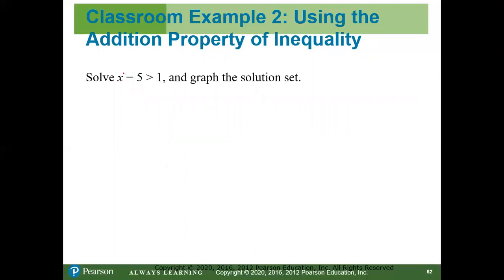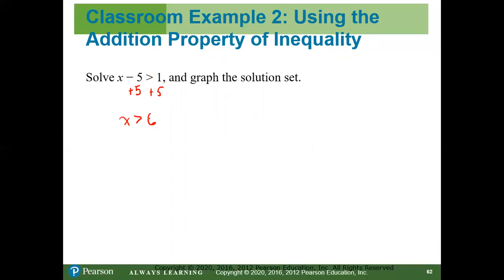So again, we are trying to get x by itself. If this were an equation, what we would do is add 5 to both sides, and we would get x is equal to 6. But that's not what we have here. We have an inequality, so we're going to get x is greater than 6, which is pretty nice. We can come up with this interval pretty quickly.